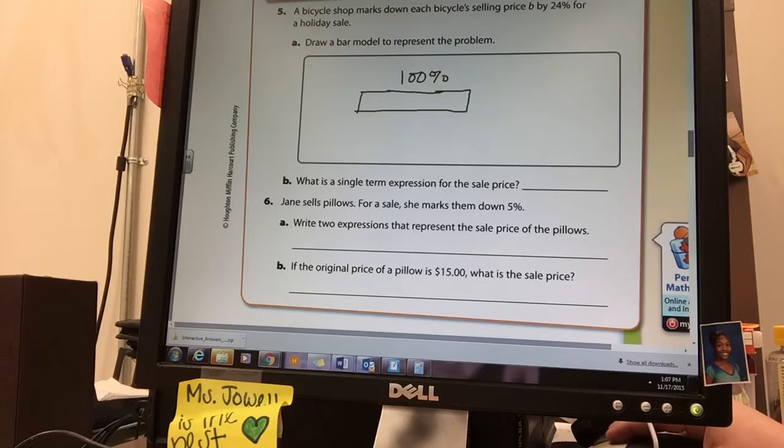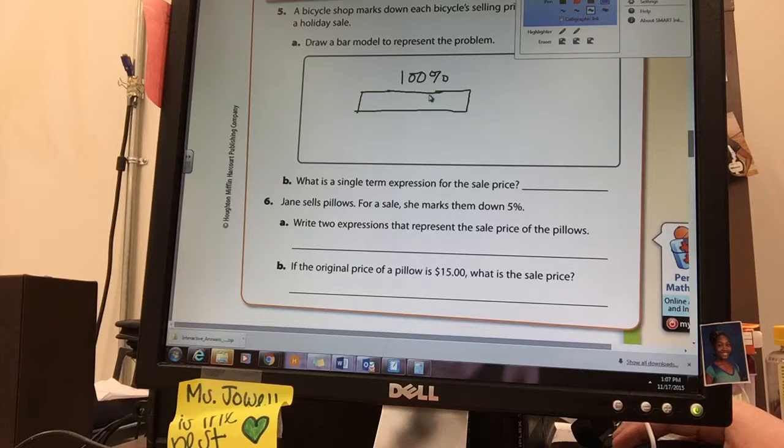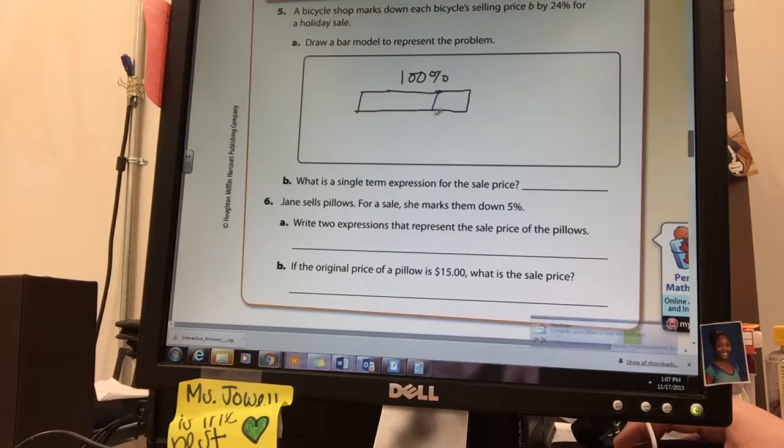And we're going to take off 24%. So I'm just going to guess about where 24% would be. That'd be 24%. So to find this out, I do 100% minus 24%, which is 76%. So now you're going to be paying for 76%. So what's the single term expression for this price? You're going to be paying 0.76 times the price of the bicycle.